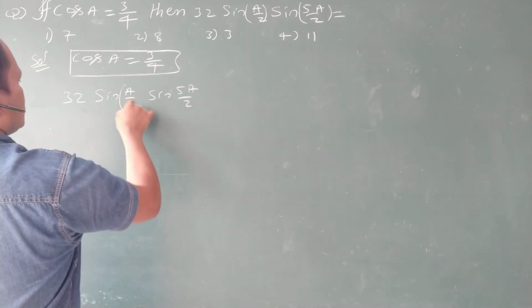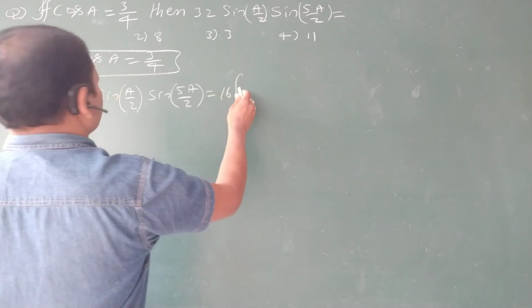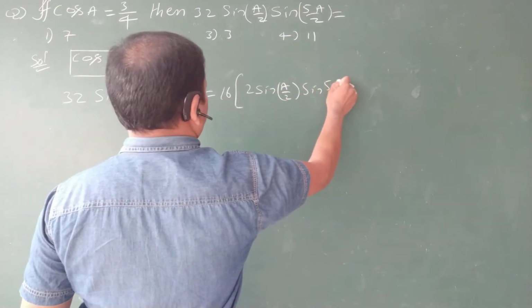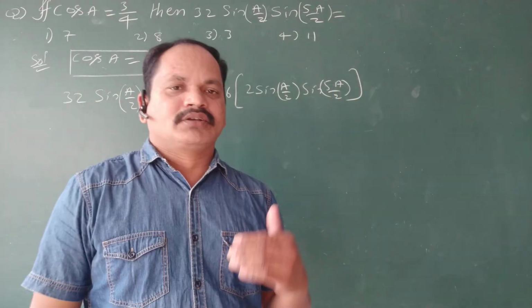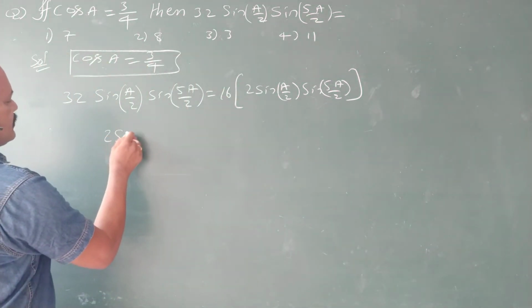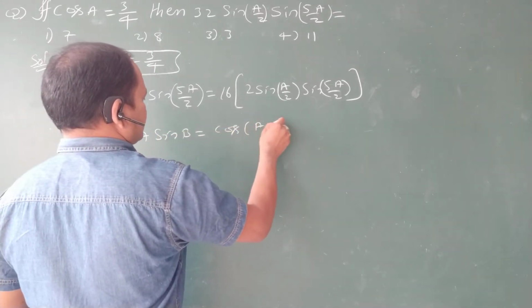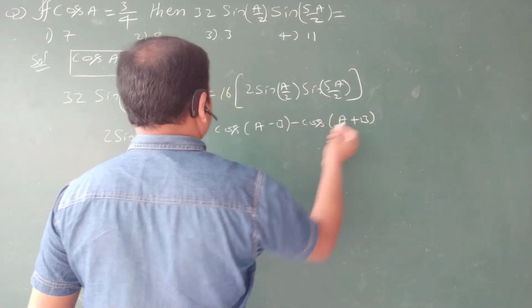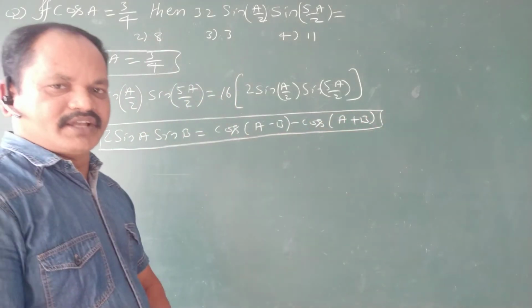So take that expression, that is 32 sin A by 2 into sin 5A by 2. So this can be written as 16 times of 2 sin A by 2 into sin 5A by 2. This is comparing with 2 sin A sin B. Actually the formula for 2 sin A sin B is cos (A minus B) minus cos (A plus B).